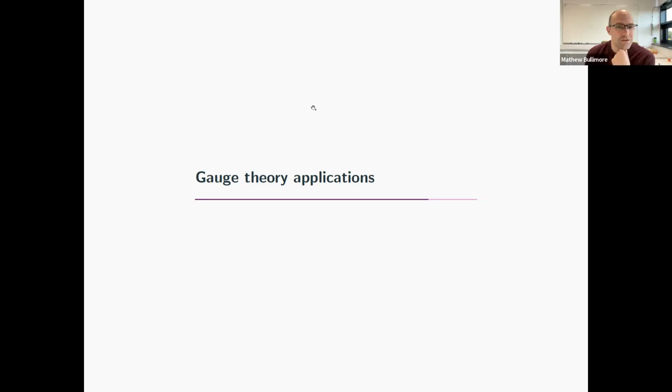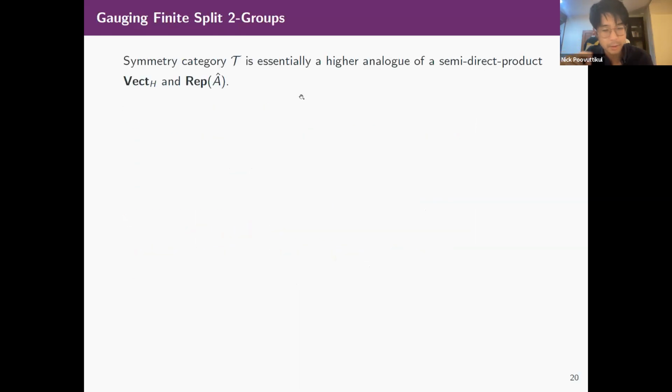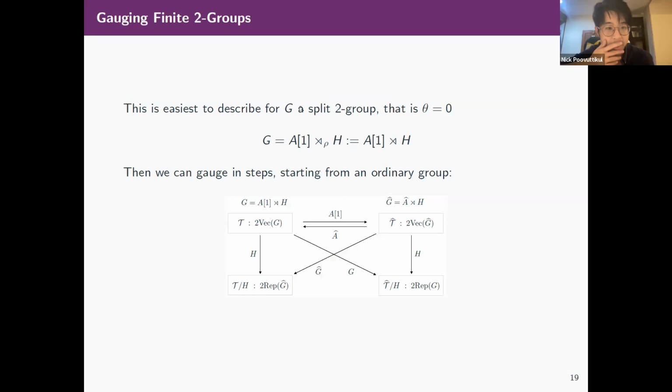I think we have another question. Another question from Nick. Yep, go ahead. Can you go back to the diagram where you gauge the automorphism? Yes, this one. Can you explain a bit more about what this is doing here? You have a one-form symmetry A, and then the automorphism edge, and then you gauge. So you're saying that you can gauge H and A independently. Is it obvious that you can always do this, or is this for this split non-anomalous case of two-groups?